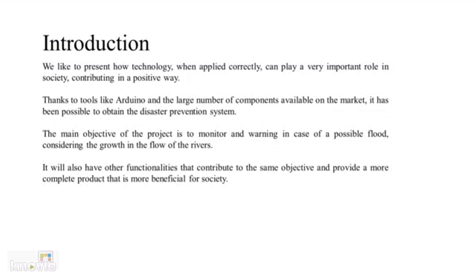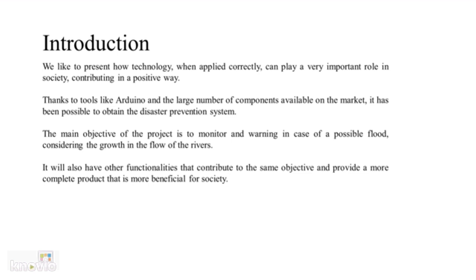I'd like to present how technology, when applied correctly, can play a very important role in society, contributing in a positive way. Thanks to a lot of tools like Arduino and the large number of companies available on the market, it has been possible to obtain a disaster prevention system like the one I present later.